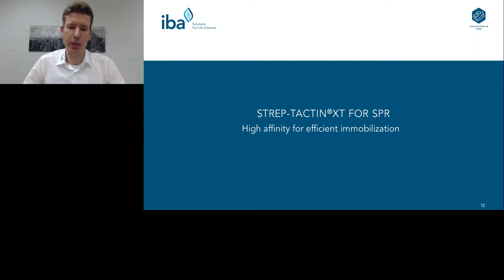After looking at the purification, now we want to see how Strep-Tactin XT and the Twin-Strep-tag can be used for immobilization applications and assays like SPR. Because if you have a binding affinity in a picomolar range, it makes total sense to use the system for immobilizing proteins.